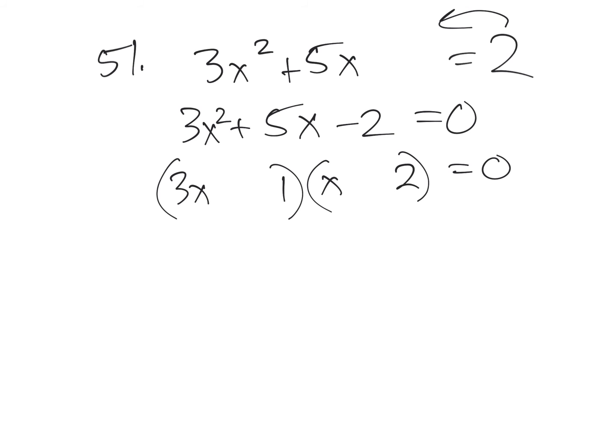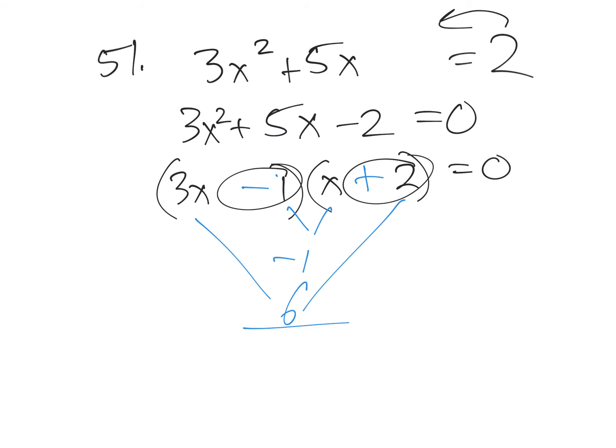So you check the middle, that's 1. You check the outside, that's 6. How do I use 1 and 6 to get positive 5? So negative 1 and a positive 6. Okay, so put those signs up there. So negative 1x and a positive 6. I'm sorry, the blue is not showing up very well on there. And then check again these values. Does a negative 1 times a positive 2 equal a negative 2? Okay, then yes, you did it right. So now the question is, what are your solutions?